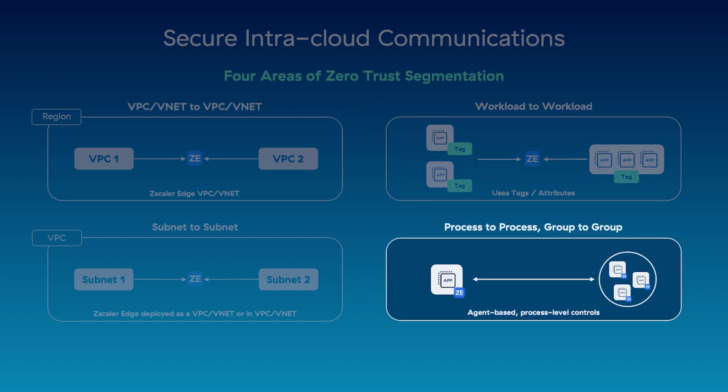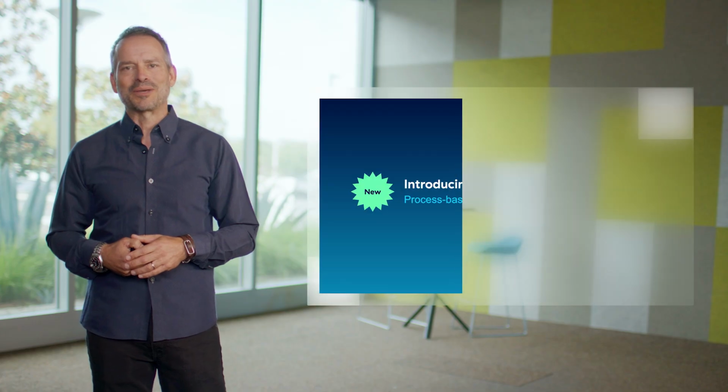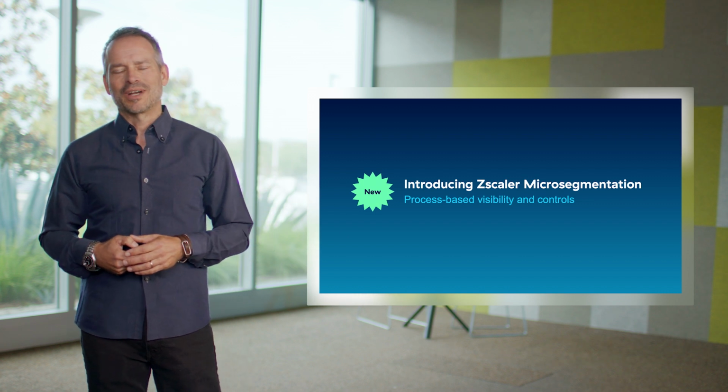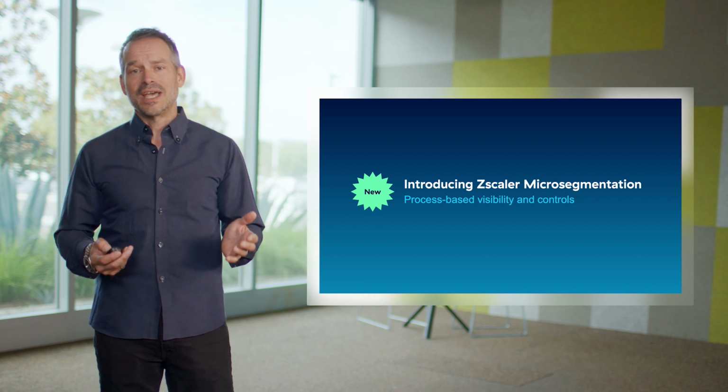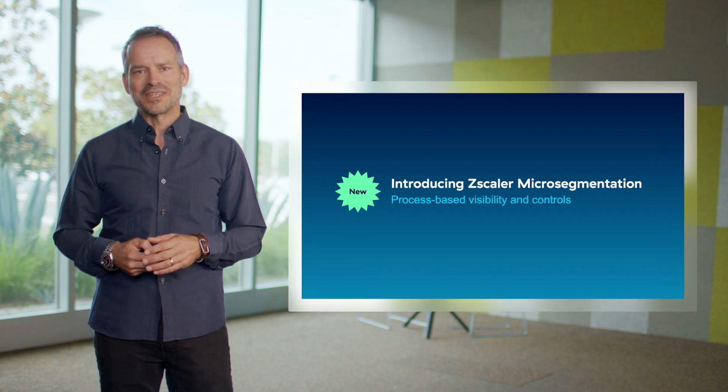And then lastly, it's around process level controls, arguably some of the most fine-grained capabilities. And we're excited to announce as part of this capability that we have a new product that we're announcing called Zscaler Microsegmentation. And this is a process-based visibility and control for customers using a new Zscaler agent that runs on top of the host, which is the VM or the EC2s.